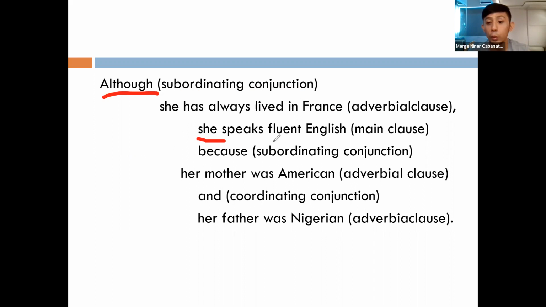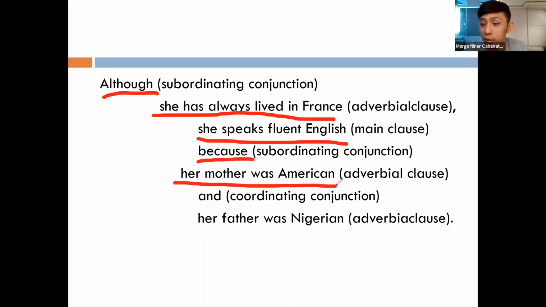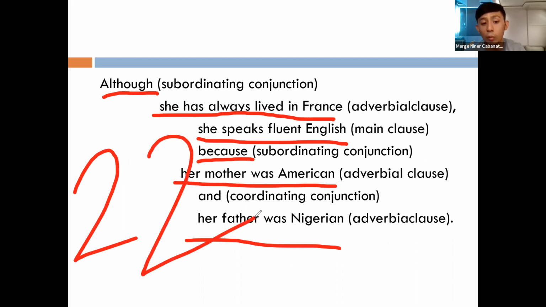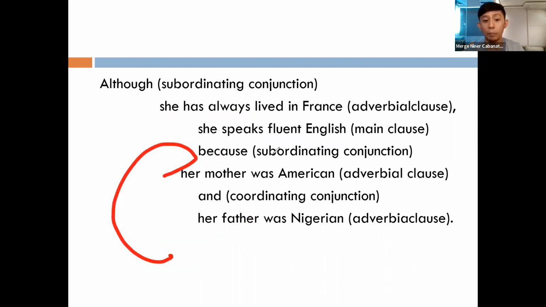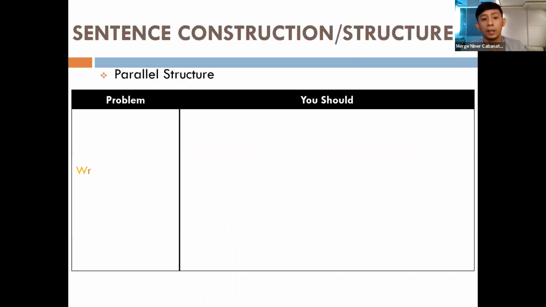She speaks fluent English. Pinagsama ang "she has always lived in France" at "she speaks fluent English," dalawang independent clause na. So, meaning, compound na ito. Eh, may because ka pa. Because her mother was American, another adverbial clause, and her father was Nigerian, isa na namang adverbial clause. So, at minimum, may dalawang independent at dalawang dependent clause. Ito ay sample ng compound complex sentence. All right.